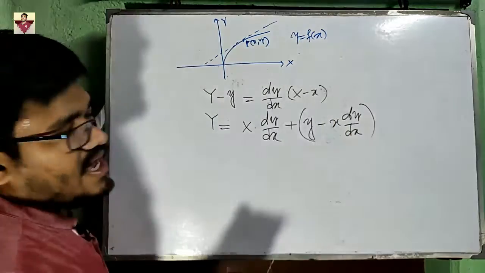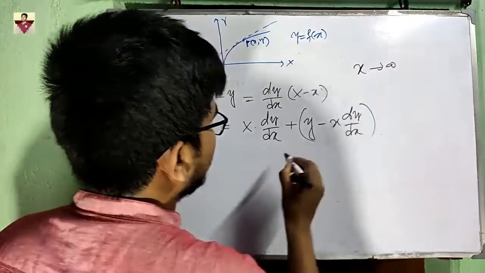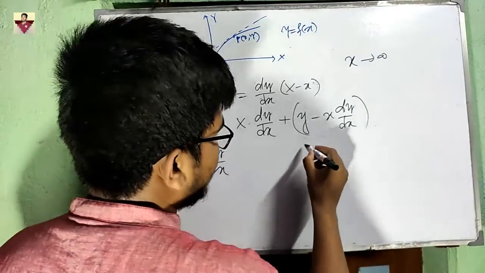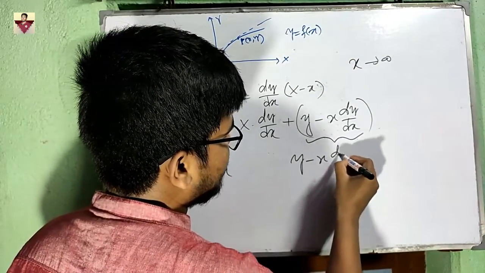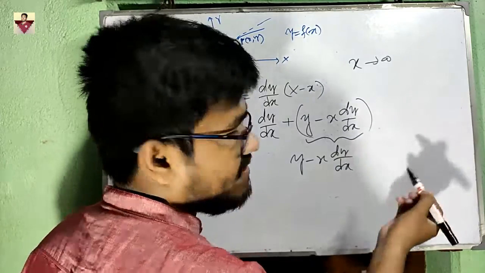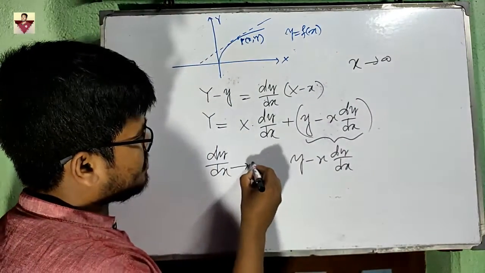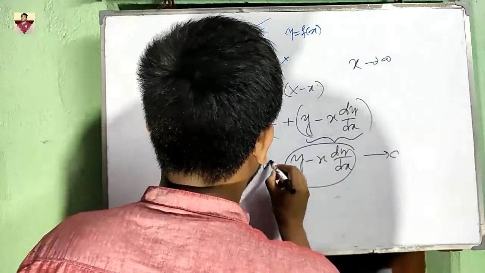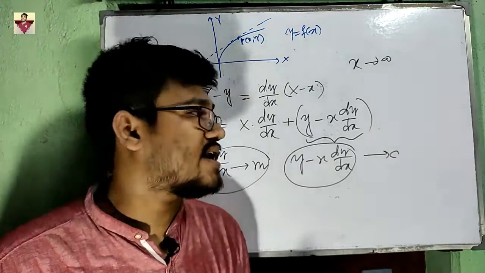Now if asymptotes exist, then for x tends to infinity, this dy by dx and this part, y minus x into dy by dx, will be finite. So let's call that a finite number. This is m and this is c. So how can you say that this dy by dx will be finite?